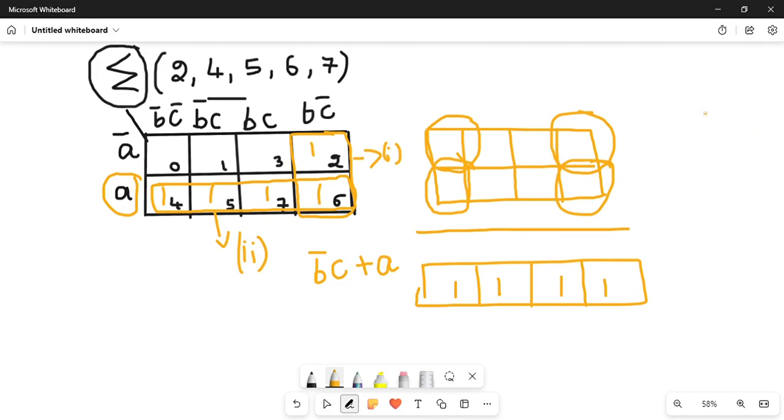And if you have a group of 4 ones like this in the 4 cells, here also all the variables will get eliminated. That will come in the case of a group of 4, right? I'm sorry, not group of 4, and the 4 variable came up. Okay, I'm so sorry for the distraction.